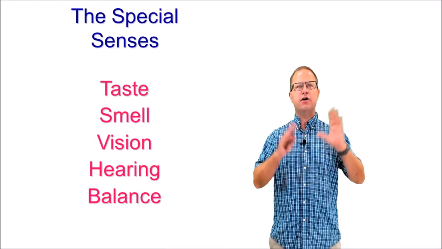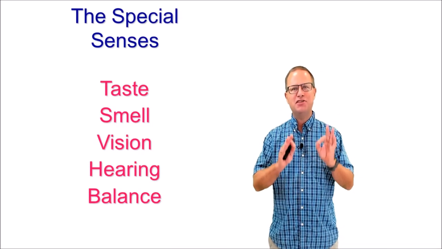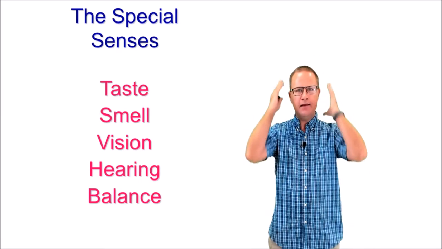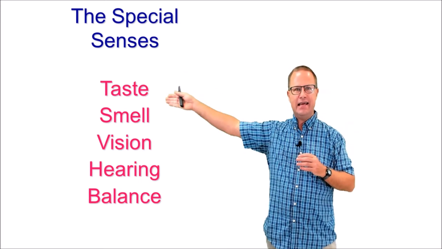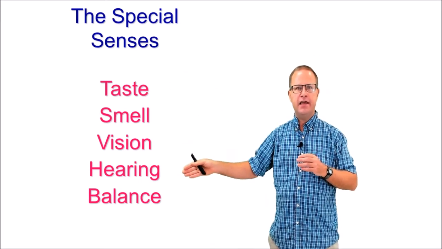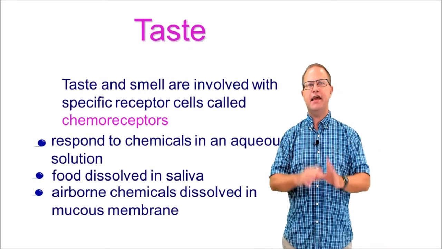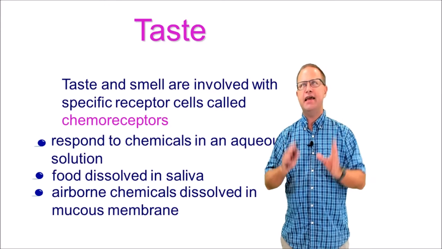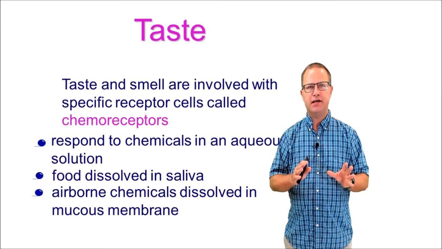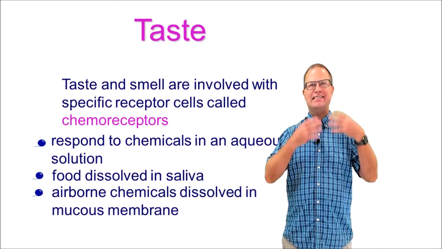Okay, now we're gonna go on and talk about the special senses. Now remember, the special senses were located in the head. They're cephalized and they include things like taste, smell, vision, hearing, and balance. Okay, now we're gonna move on to talk about the senses of taste and smell. So both the sense of taste and smell utilize chemoreceptors. And remember, chemoreceptors are detecting chemicals.